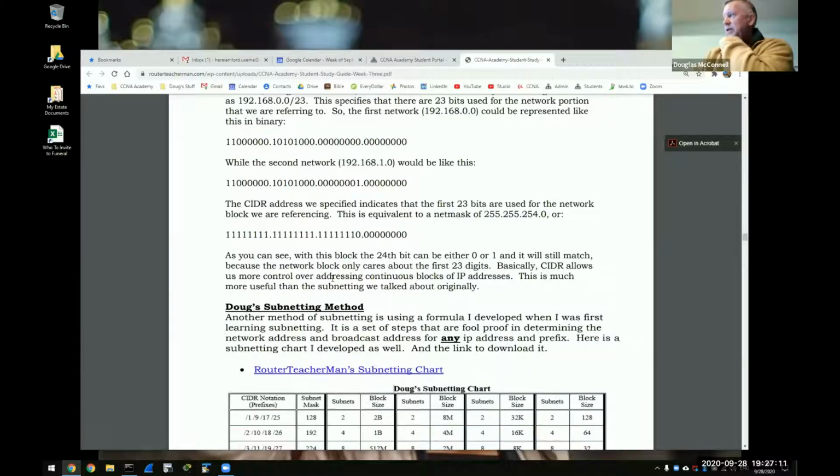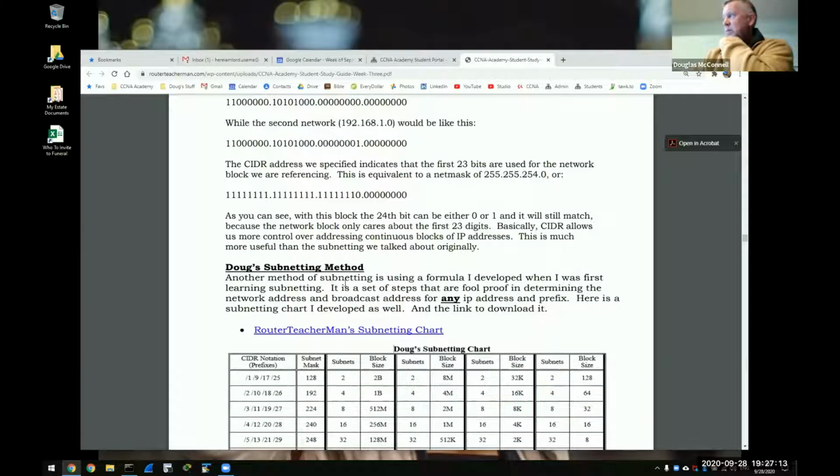So my method of IP subnetting is by using a formula that I developed when I was first learning it. And it literally is a set of steps that are foolproof in determining what the network and broadcast addresses are going to be for any given network or any IP. If you have an IP address and a prefix, this will work.